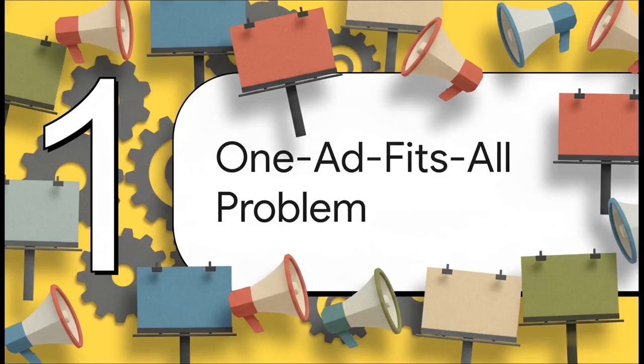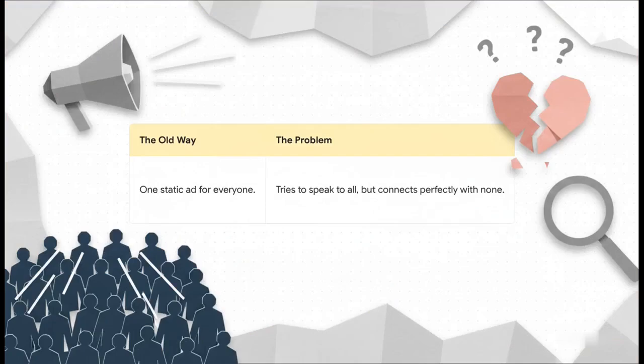Now, a mismatch like that doesn't just happen by accident. It's usually the result of a kind of outdated way of thinking about advertising. I like to call it the one-ad-fits-all problem. You see, the old way was to just write one single static ad and basically hope for the best, hope that it would somehow appeal to everyone. But think about it. When you try to talk to everybody at the same time, you end up having a perfect conversation with almost nobody.